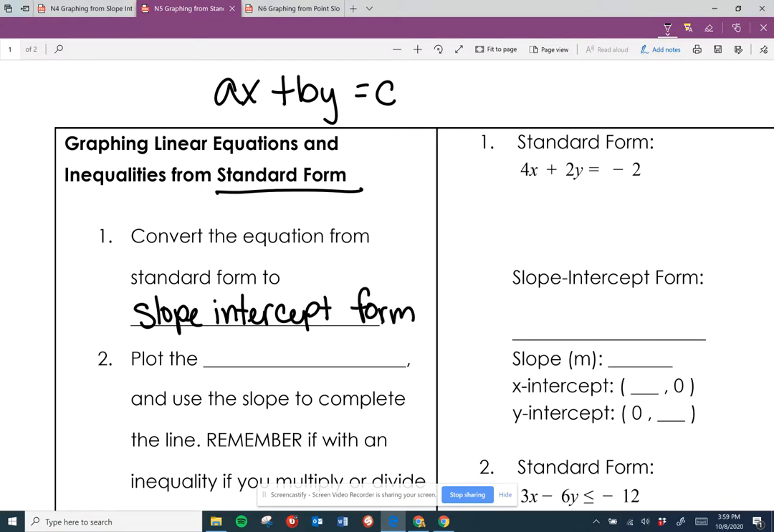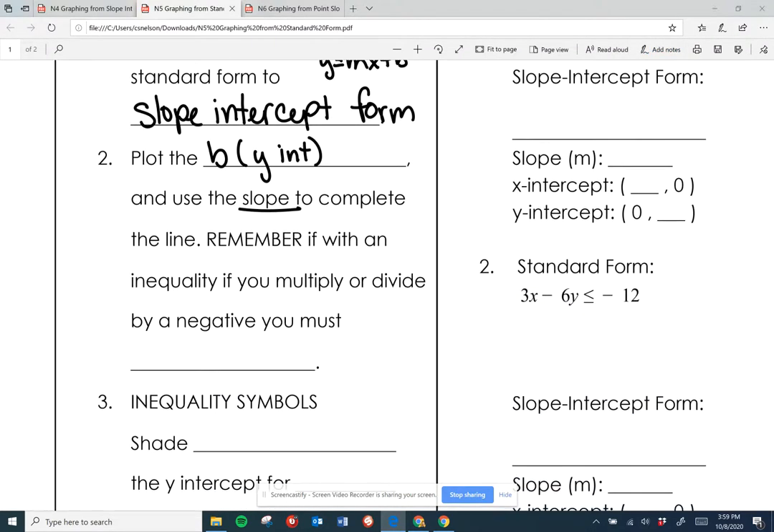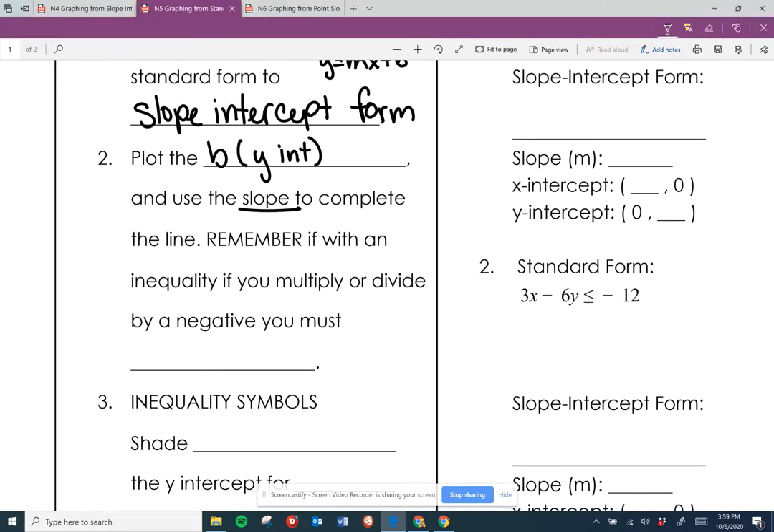As a reminder, slope-intercept form is y equals mx plus b. After we get into slope-intercept form, the first thing that we're going to do is plot the b value, which is the y-intercept, and then we're going to use the slope to complete the line. Remember, if you have an inequality and you have to multiply or divide by a negative, then you have to flip the symbol.